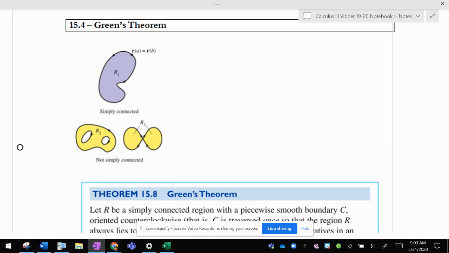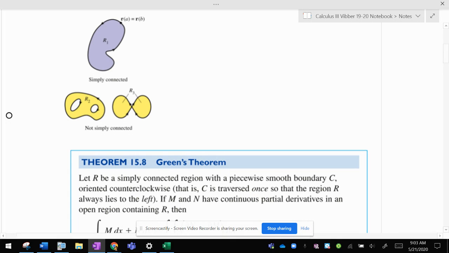Now, it can't be a pond that has like two islands in it, like that one yellow diagram, or it can't be like a figure eight and cross itself. So a simply connected closed region would look like that. And we want it to be oriented, for our purposes today, counterclockwise, which means as you travel around the path, the inside is always on your left.